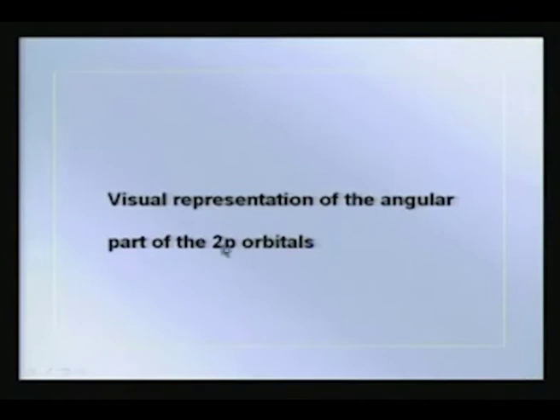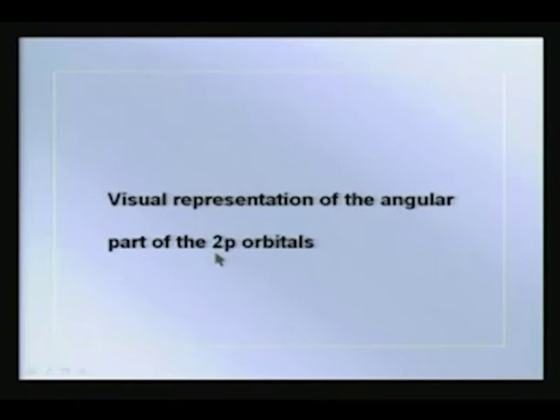Now the second part is, we have looked at the angular parts. Let us see what the angular parts look like in an appropriate coordinate system. Because we are referring to the angular variables theta and phi, we have to represent it in the coordinate system in which theta and phi are obvious. So first we will look at the L equal to 1 case.